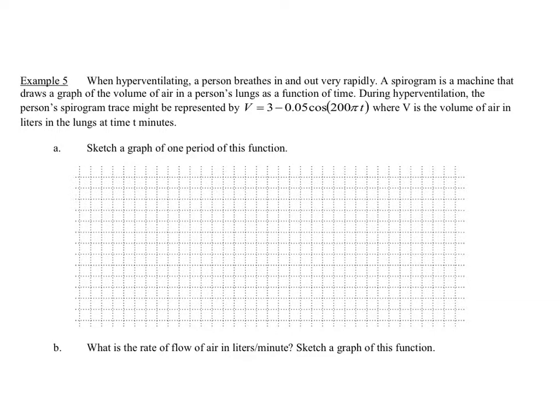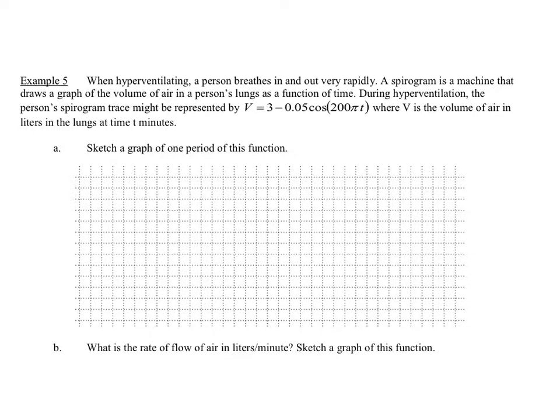It's pretty interesting in that regard. So when hyperventilating, a person breathes in and out very rapidly. A spirogram is a machine that draws a graph of the volume of air in a person's lungs as a function of time. Okay? So the graph is a spirograph.